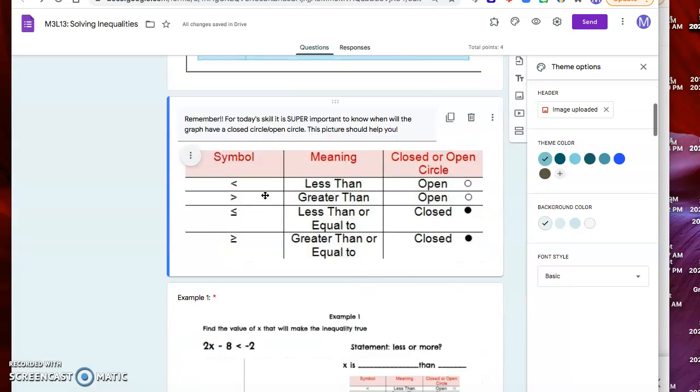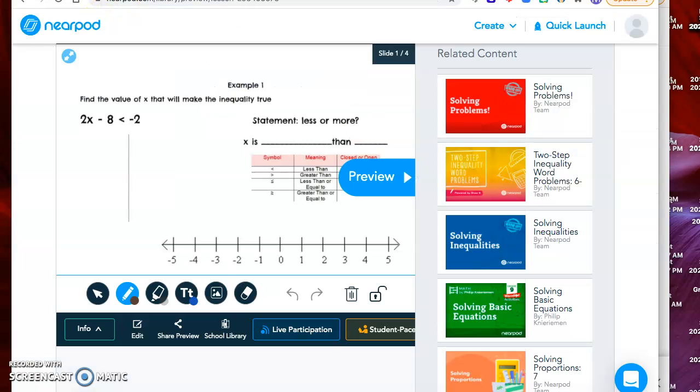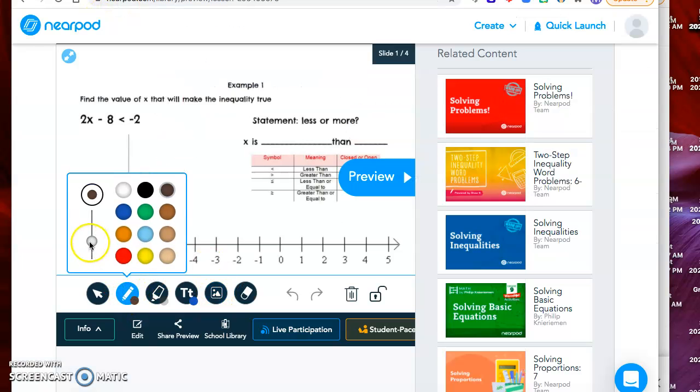So anyways, we're going to get started with example 1. So same thing as we did yesterday. It says find the value of x that will make the inequality true. So the first thing we have to do is go to the Nearpod and show our work. So let's do it. And let's do black.